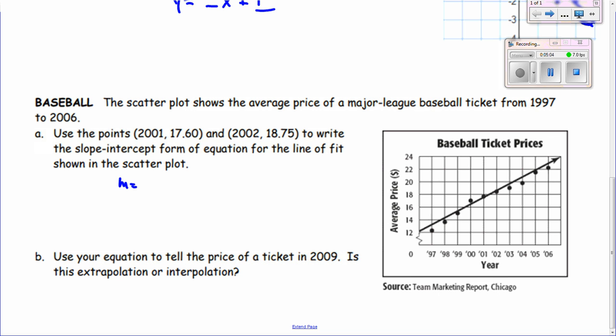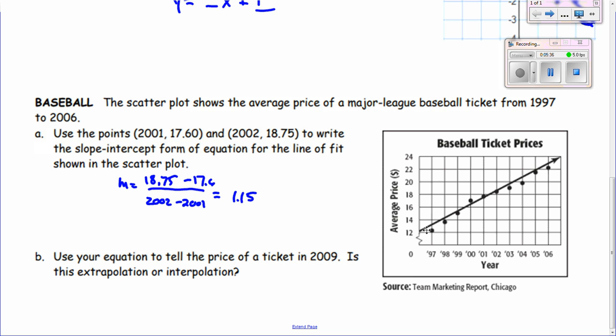So your slope is going to be 18.75 minus 17.6, over 2002 minus 2001. The bottom is just going to give you 1, so that's nice. Then if we do the top, 18.75 minus 17.6, it's going to give you 1.15. That's your slope.